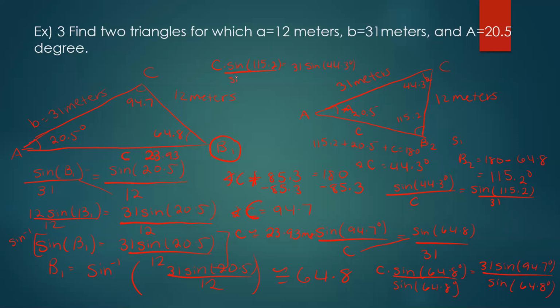Divide this by sine of 115.2. You get c is going to be about 23.93. Let me put that in the calculator. 23.93. Yep, that's it. That's how you find two triangles.